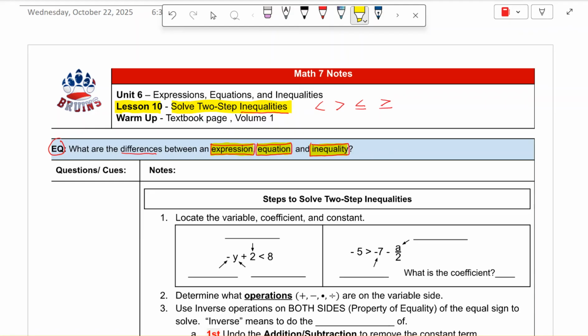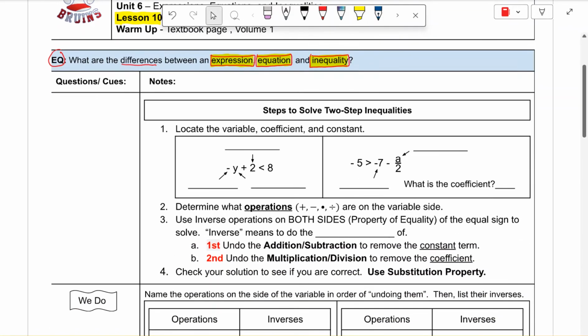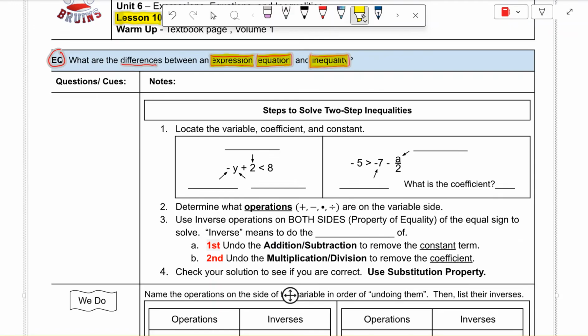All right, this should look very familiar to you. It says steps to solve two-step inequalities. The only thing that's changing is this word right up here, inequalities. And we have number one, locate the variable, the coefficient, and constant. So just like we have done before, these look a little bit different.